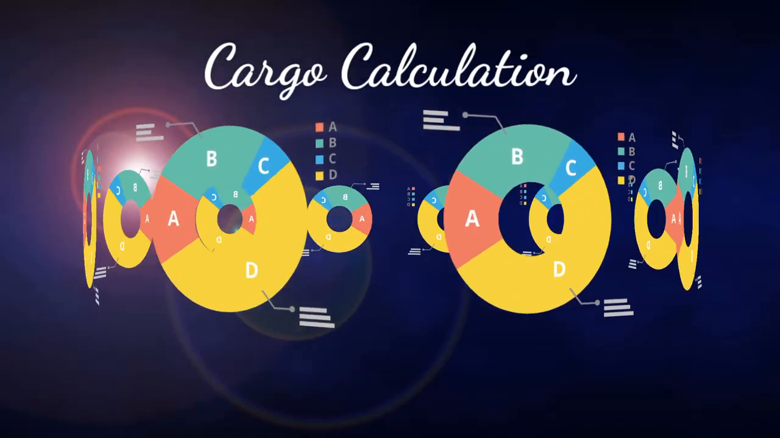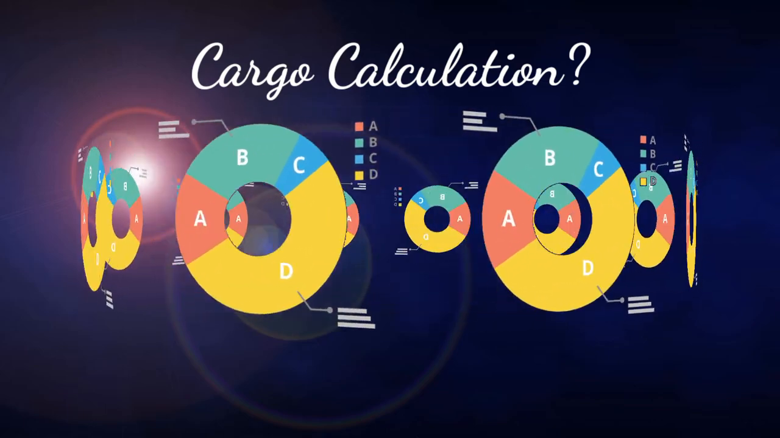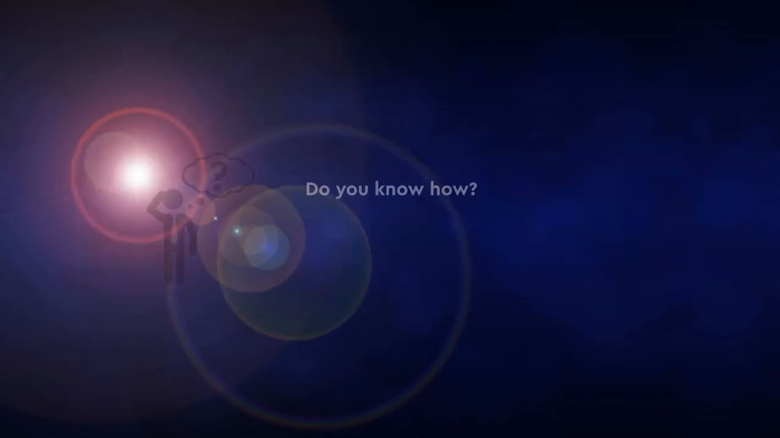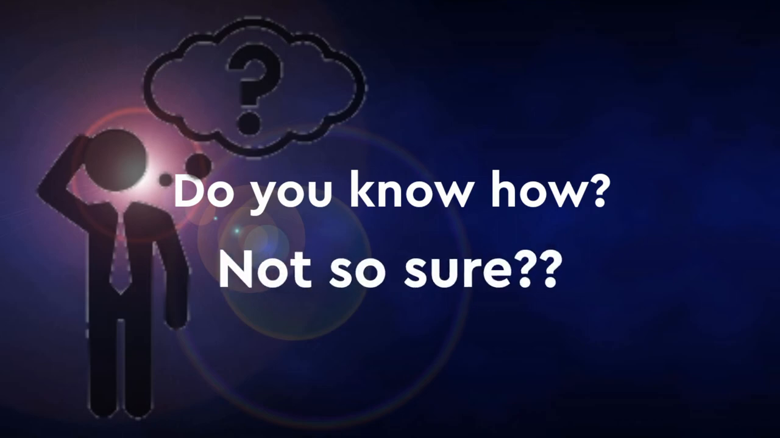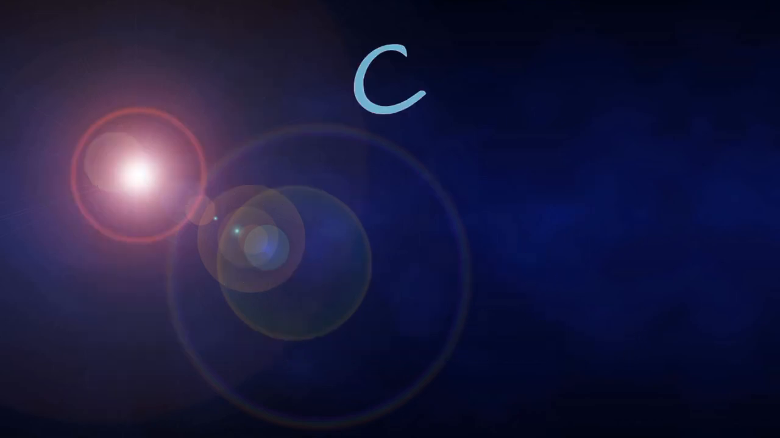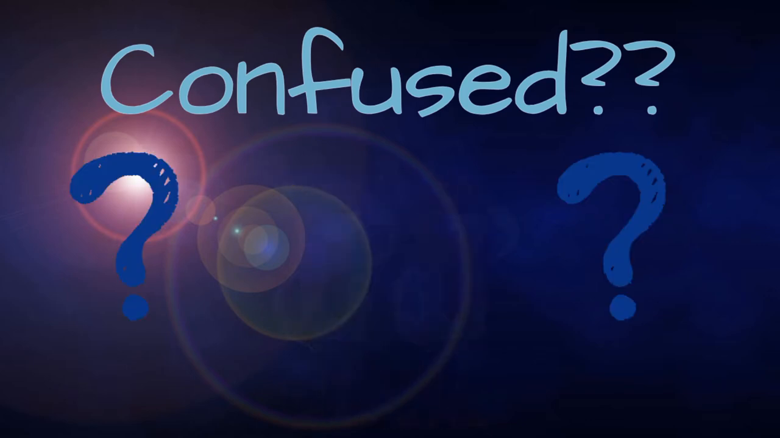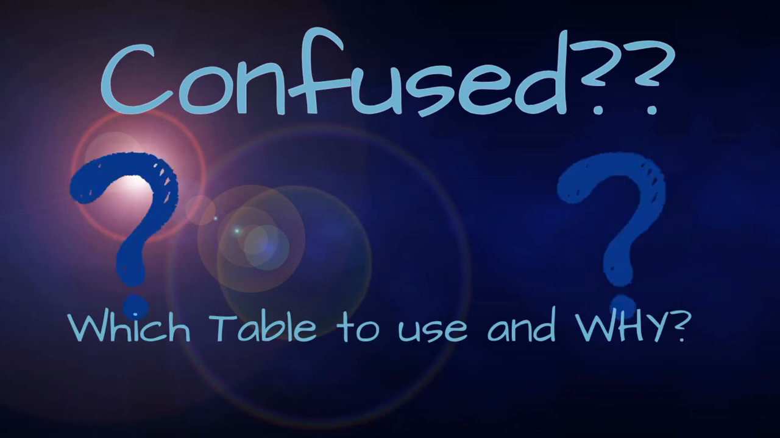Cargo calculations on board tankers are as simple as ABC, but sometimes officers take this for granted, resulting in difficulties when asked by third-party inspectors or even by their colleagues. It is sometimes difficult to get the hang of these calculations because of the different tables, and we get confused about which one to use and why.